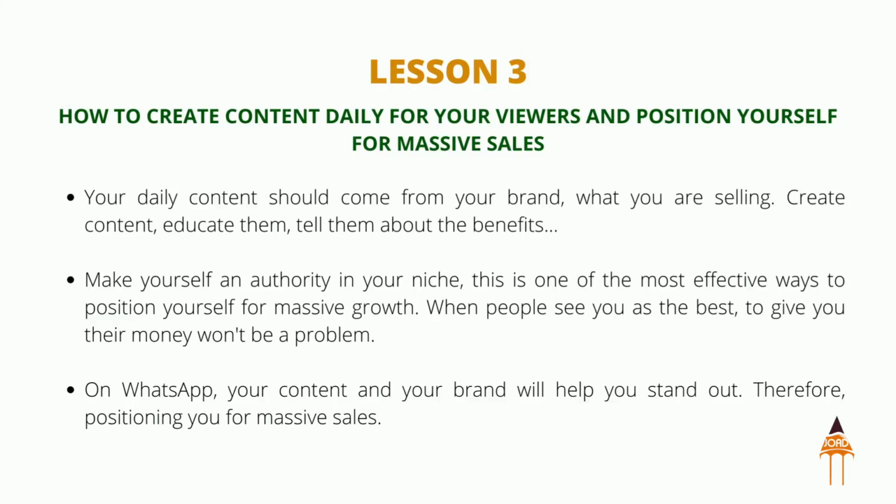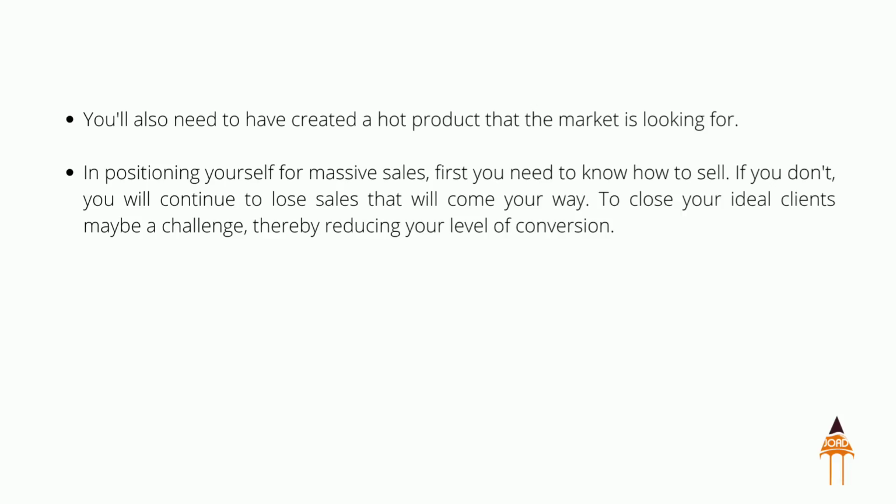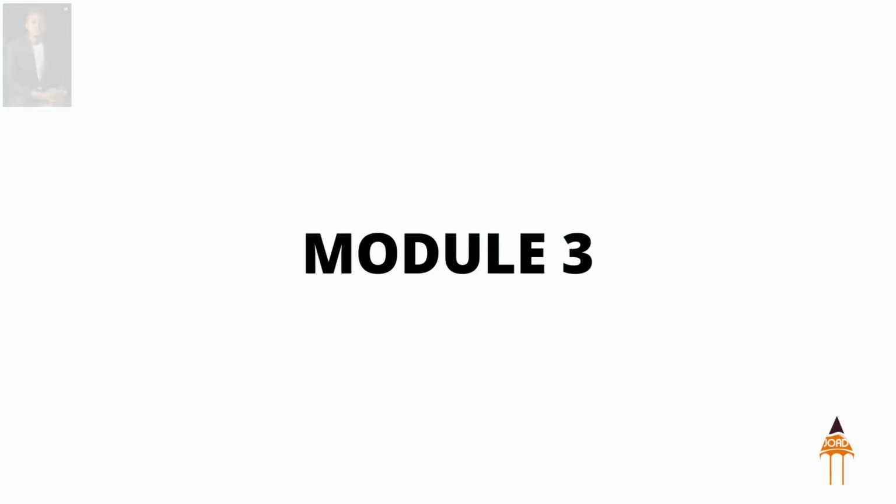Lesson three, I said how to create content daily for your viewers. That's why I mentioned your daily content should come from your brand, okay? Then make yourself an authority in your niche by your content, the way you answer people in your DM and the rest. Then even the way you reply to comments, okay? Then on WhatsApp, your content, your brand help you stand out. You also need to have created a hot product that the market is looking for. Okay, I talked about market research. Make the research and create a hot offer for it. Now, in positioning yourself for massive sales, first you need to know how to sell.